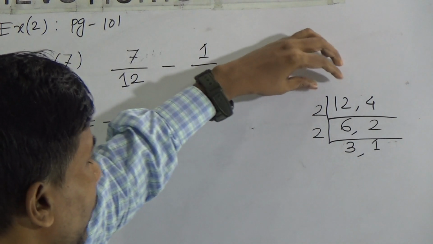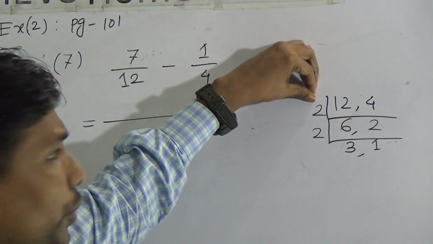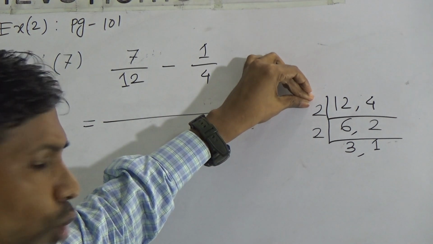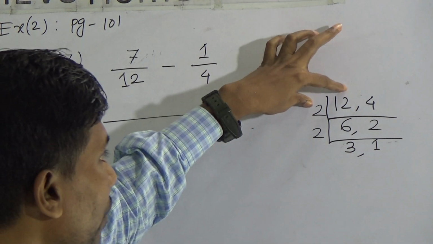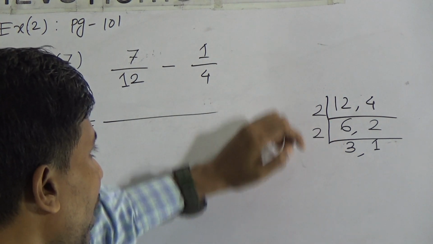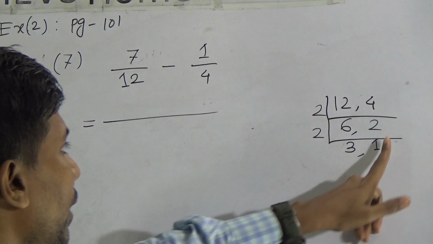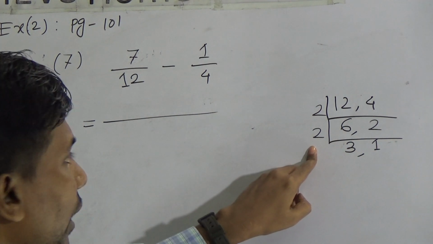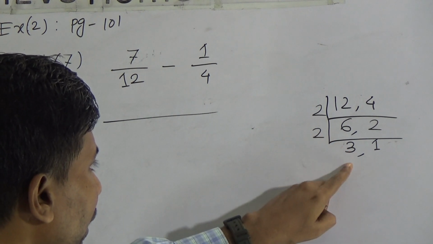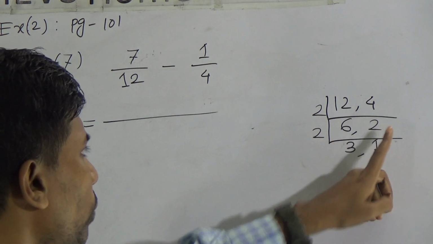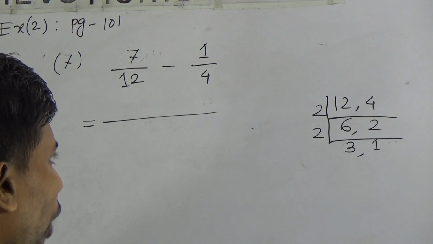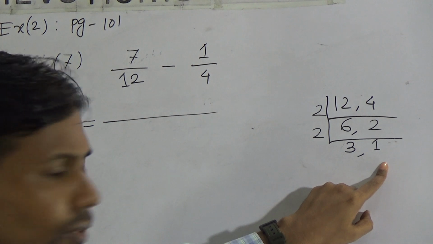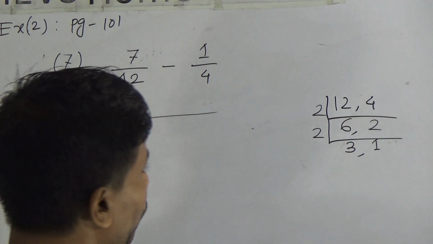Look student, why have I selected here 2? Because between 12 and 4, 2 is the common factor. So divide 12 by 2, then you get 6. Similarly, divide 4 by 2, then you get 2. Now between 6 and 2, 2 is the common factor. Now divide 6 by 2, then you get 3. Similarly, divide 2 by 2, then you get 1. Now there is no common prime number between 3 and 1. Okay, so we need not proceed.